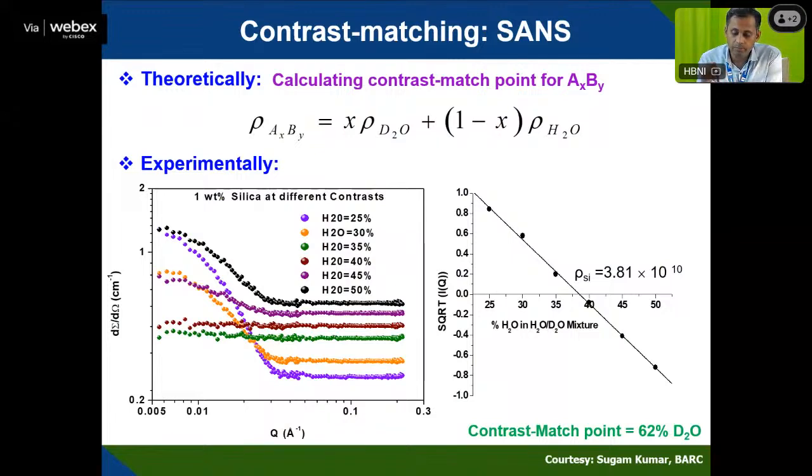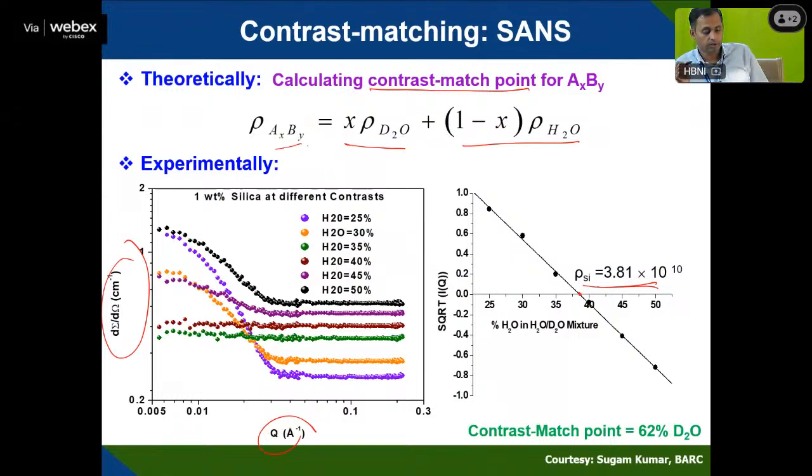So you can see, in case of a contrast mismatch, you want to find the concentration at which the contrast matching takes place. If I take D2O and water, two components, rho of the mixture is X times rho D2O plus 1 minus X times rho water. Experimentally, you can see the scattering intensity as we vary the Q vector, and for the silicon of 3.8 times 10, it is almost going to zero here. So this contrast is 0. This contrast matching point is about 62%, which we are able to see here.